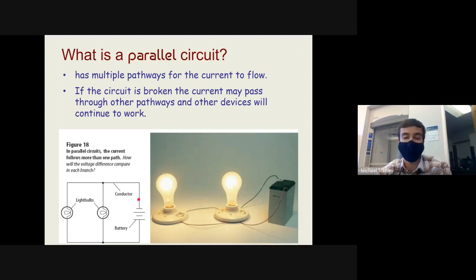So series circuit, everything is on one pathway. If any point on that path is broken, everything shuts down. Parallel circuit, multiple different pathways, which means if one pathway becomes compromised, it's possible for the other pathways to keep working.